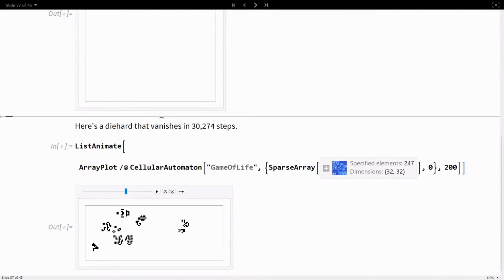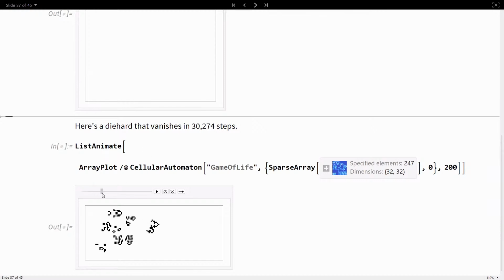So people wondered what else you could do with that. One thing to note is that if you have, say, just a spaceship and a block, if they're set far apart, eventually the spaceship will crash into the block and die. So it's easy to set up a diehard that lasts a long time, but it's difficult to set one up that lasts a long time with a given bounding box. So here's an example of a bounded object that completely dies off in 30,000 steps.